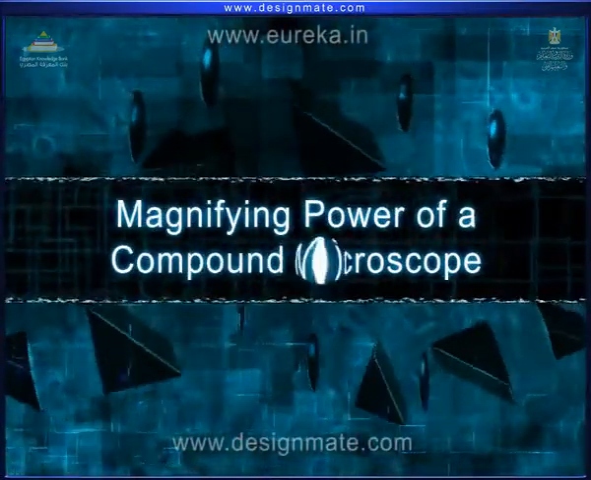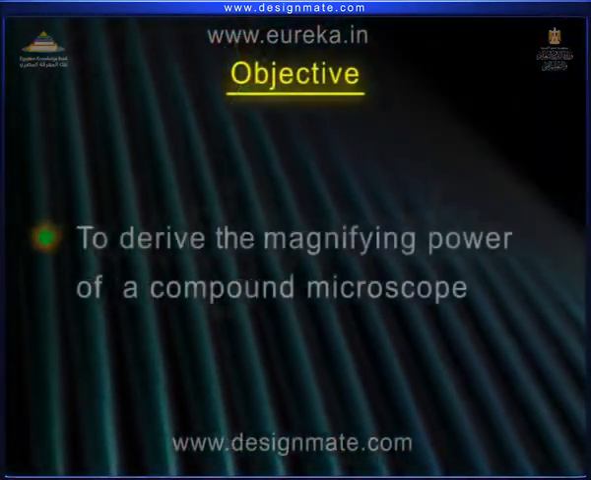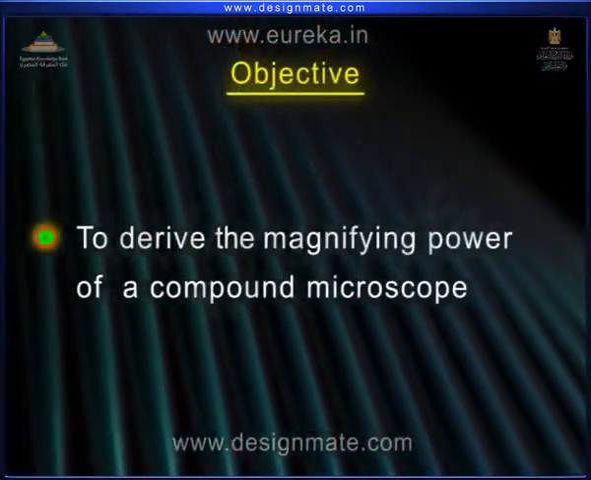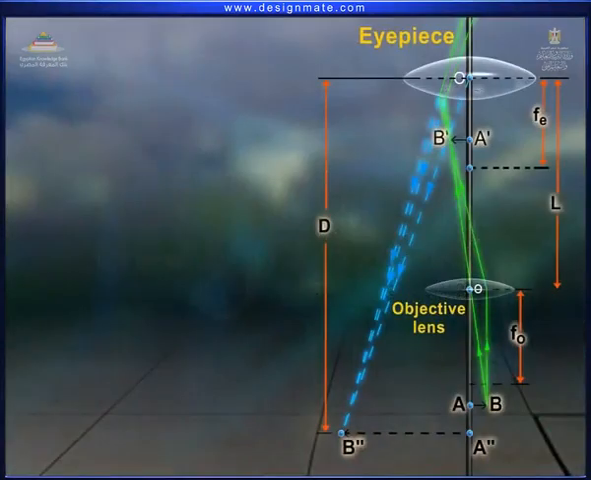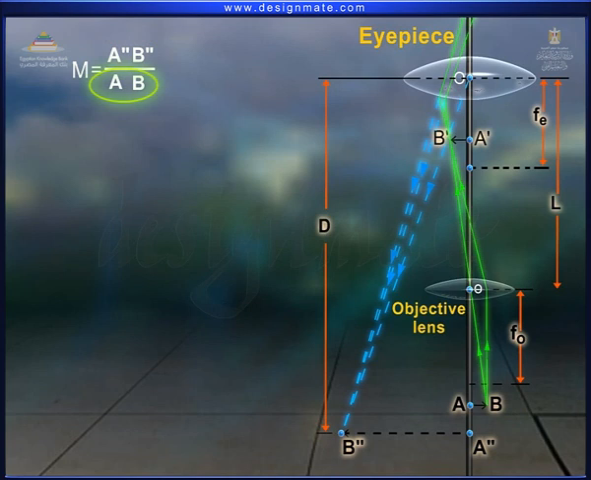Magnifying power of a compound microscope. Objective: to derive the magnifying power of a compound microscope. The magnifying power m of a compound microscope is given by m equals A double dash B double dash over AB. That is, the magnifying power of a compound microscope is the ratio of the size of the final image to the size of the object.